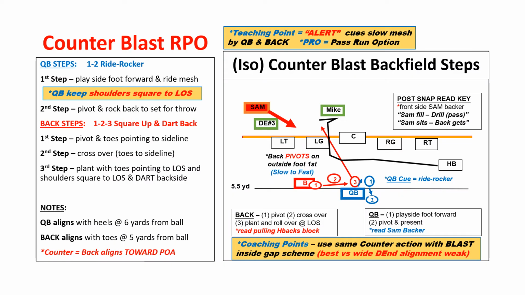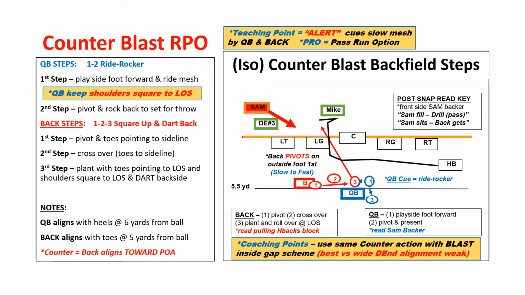Okay, now let's look at the counter blast RPO backfield steps and techniques. First off, our quarterback's read key or conflict defender with counter blast is the Sam backer or strong outside backer. He's going to use his rocker technique where he's going to step forward, presenting the ball with his shoulders square, and then rock back into his passing position.